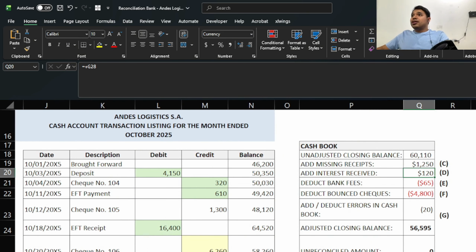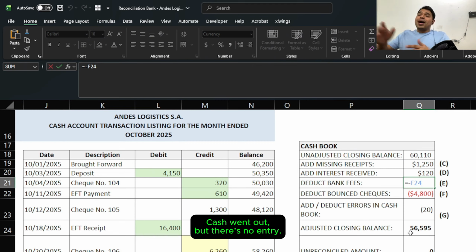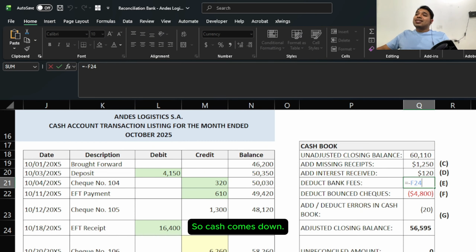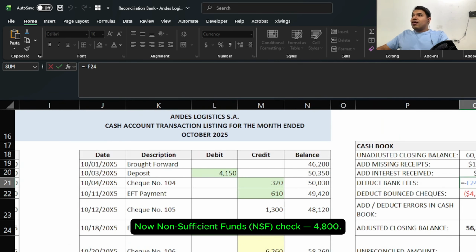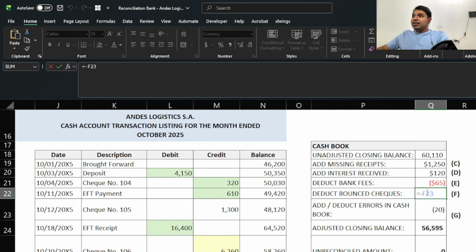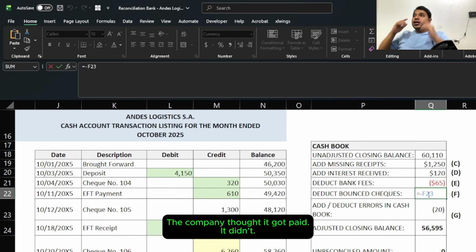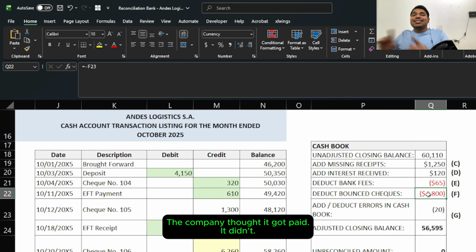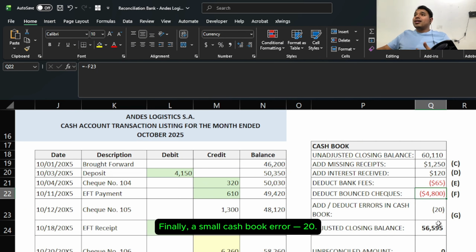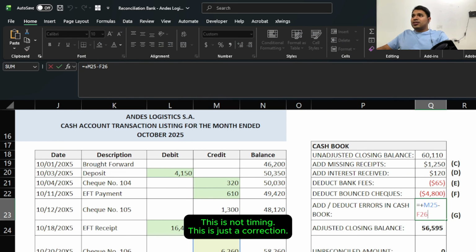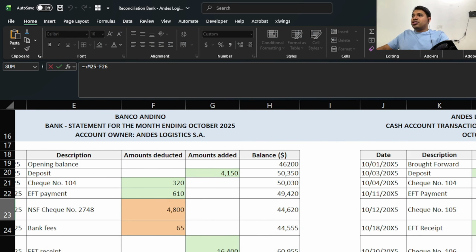Now deductions. Bank fees, $65. Cash went out, but there is no entry, so cash comes down here. Now, a non-sufficient funds check, $4,800. The company thought it got paid, but it didn't, so cash is reduced and receivables are reinstated. Finally, a small cash book error for $20. This is not timing, this is just a correction.